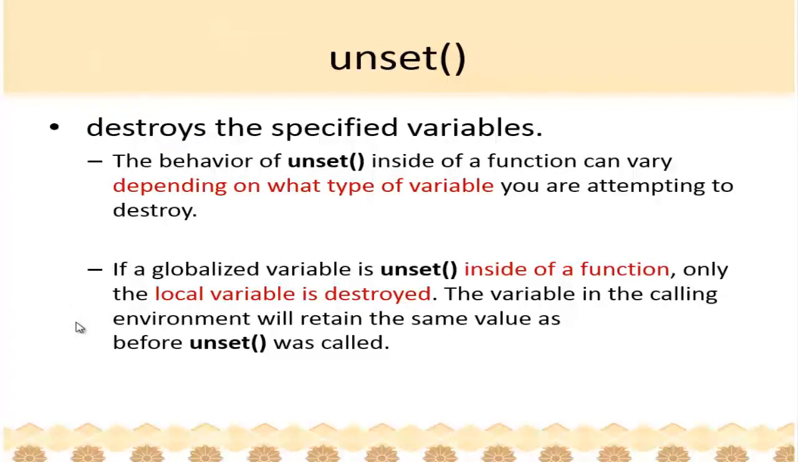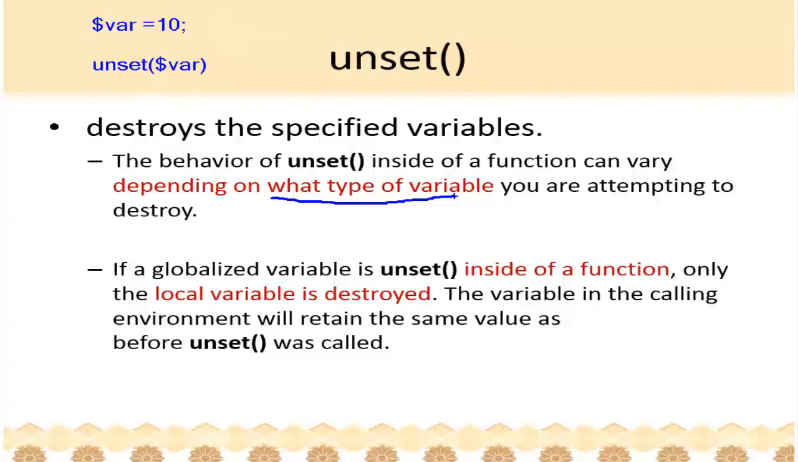Unset is used to remove an element from the scope. For example, if you have declared a variable and you want to remove this variable from usage, then you just say unset. It's going to remove the variable that was set. So just pull out that variable. However, it depends on what variable you are trying to unset.